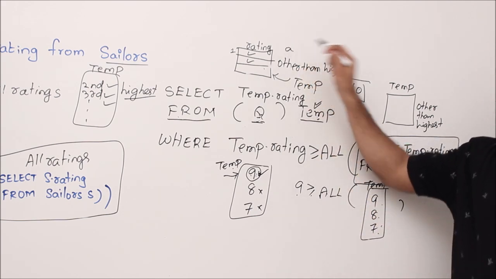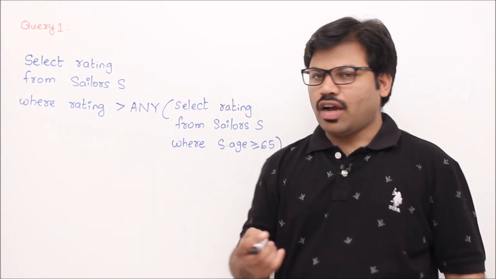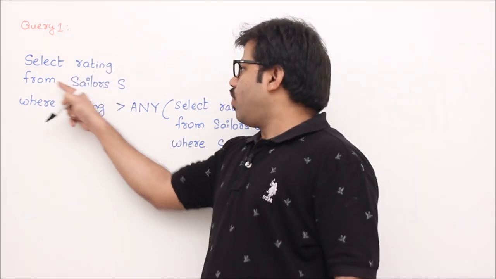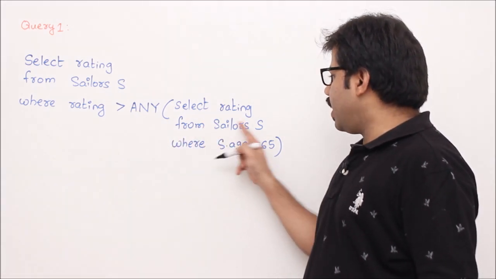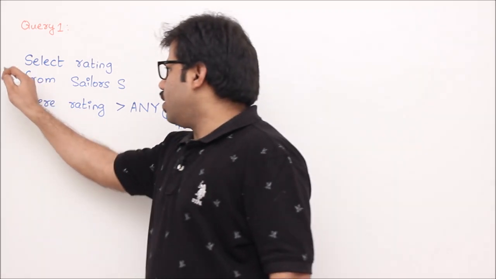After learning aggregate operators, we can do it easily. Let's see one query related to the ANY operator, and we try to evaluate it and see the output. Select rating from Sailors S where rating greater than any of: select rating from Sailors S where S.age is greater than or equal to 65. So you know the order, right?